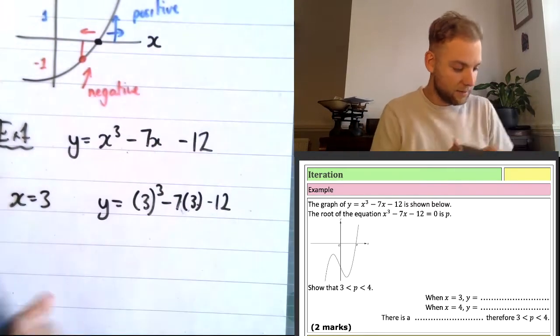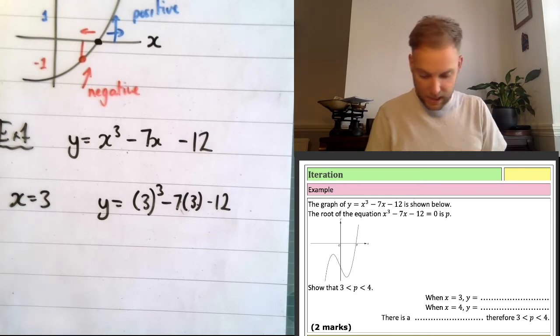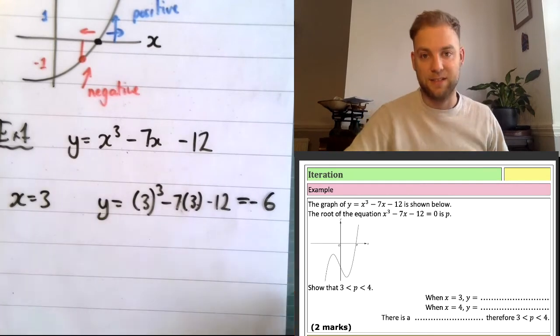So let's get that into our calculator. Bracket 3, bracket all cubed, minus 7 times 3, minus 12 is minus 6. So this one here is equal to negative 6.